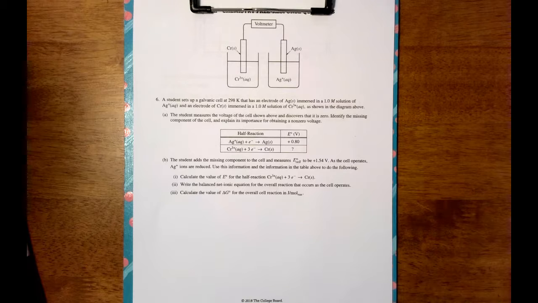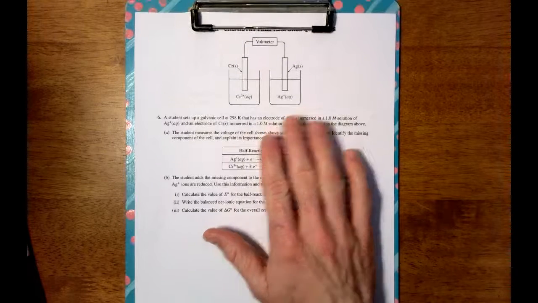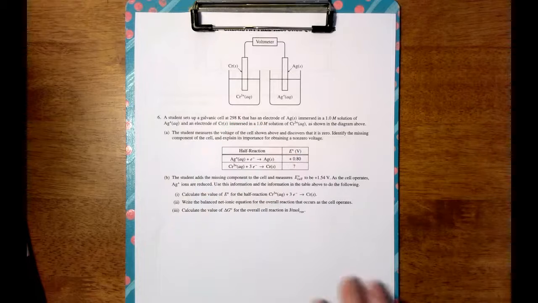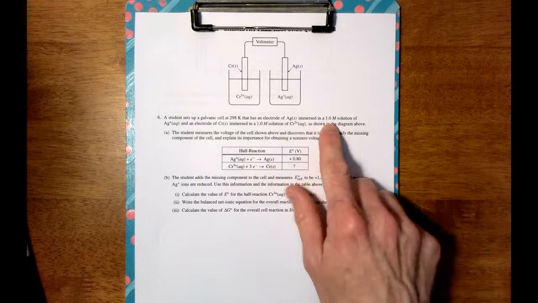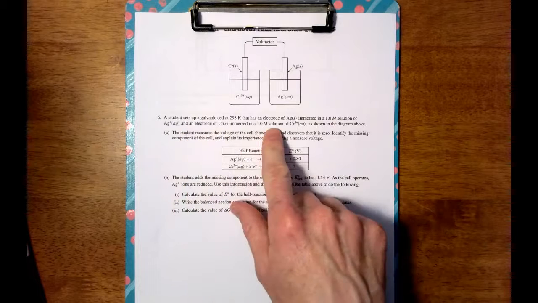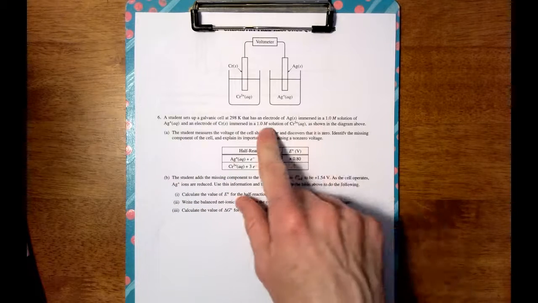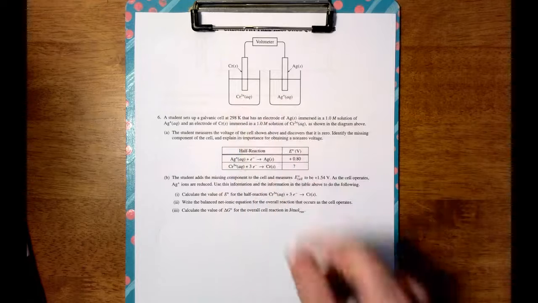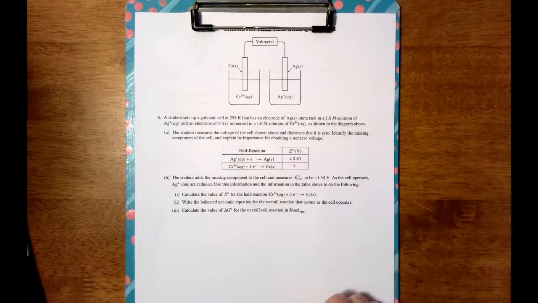So number 6, we are given this setup for a galvanic cell at 298 Kelvin. It has an electrode of silver immersed in a 1 molar solution, chromium in a 1 molar solution. Those are the standard starting molarities for a galvanic cell. Now, the student measures the voltage of the cell and discovers it is 0. So we got a dead battery. Identify the missing component of the cell and explain its importance for obtaining a non-zero voltage.